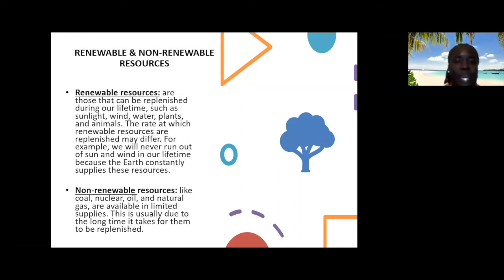All right. It isn't going anywhere. Okay. And then we have non-renewable resources like coal, nuclear, oil, and natural gases, which are available in limited supplies. This is usually due to the long time it takes for them to be replenished. So that's why we must use what we have resourcefully and make sure that we don't squander or waste it all, because it could take years before you replenish back what you have used. Okay. Everyone understands the difference between the renewable and non-renewable, so we can continue on.